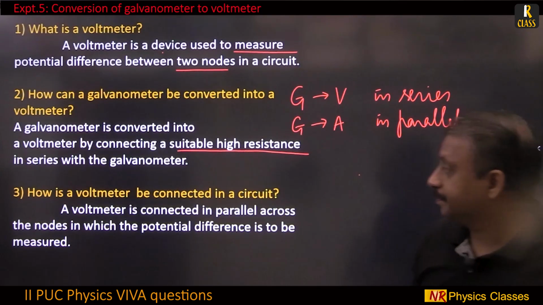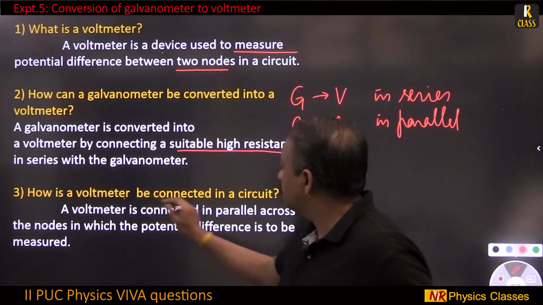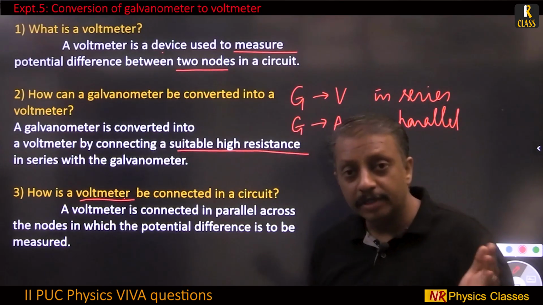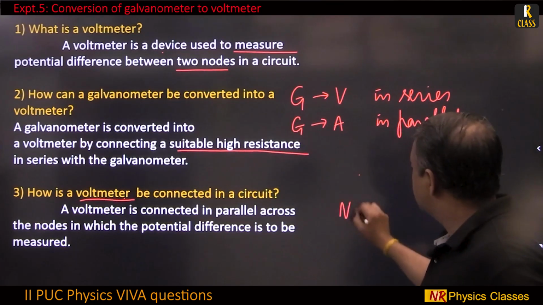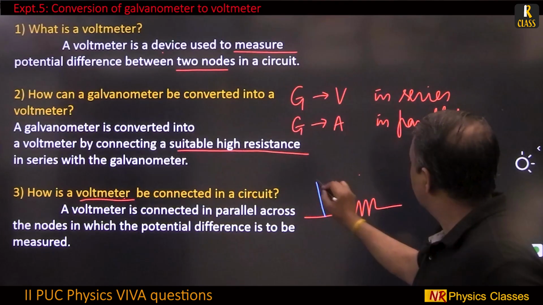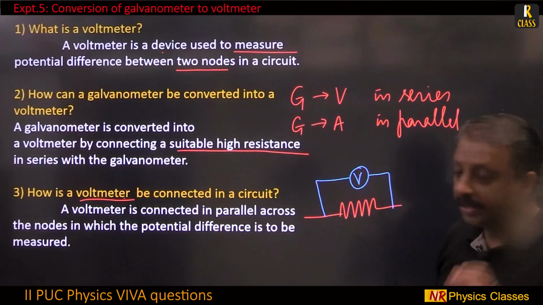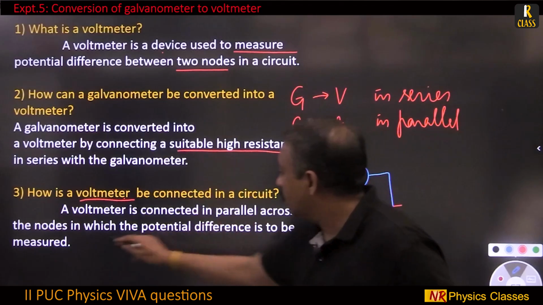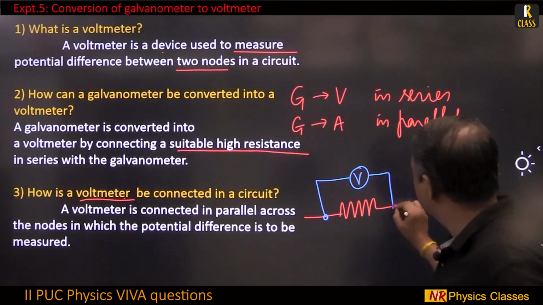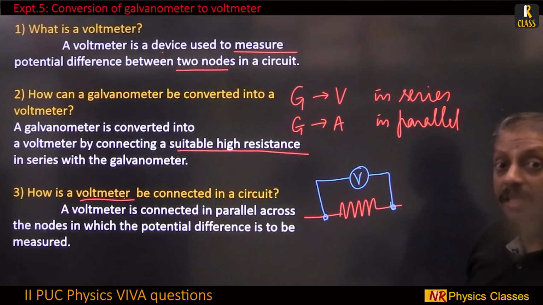Range of the voltmeter, in series with the galvanometer. How is a voltmeter connected in a circuit? A voltmeter should be connected across, not in series like an ammeter. This is a resistor. To measure potential difference, we have to connect a voltmeter across the element, in parallel across the nodes between which the potential difference should be measured. If these two are the nodes, the voltmeter should be across these two in parallel.